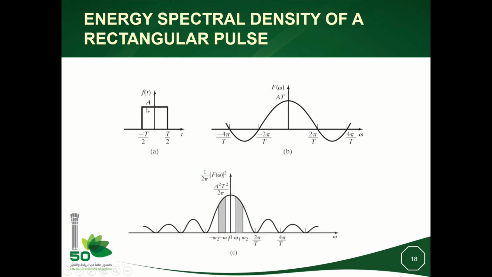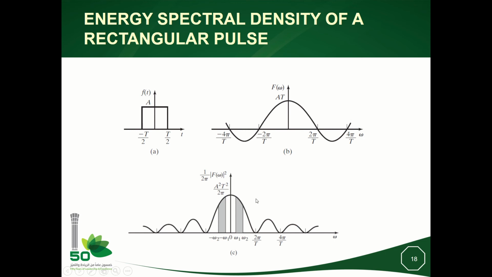Right. So this is an example of a gate function f(t), which exists from minus T over 2 to plus T over 2. F(omega) is the Fourier transform of f(t), so it is a function of the form sine x over x.